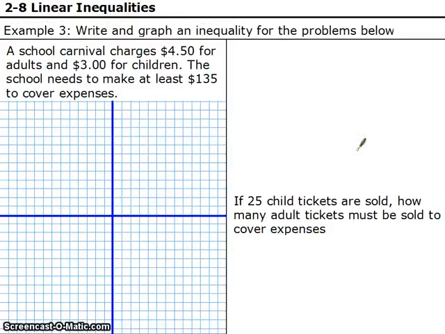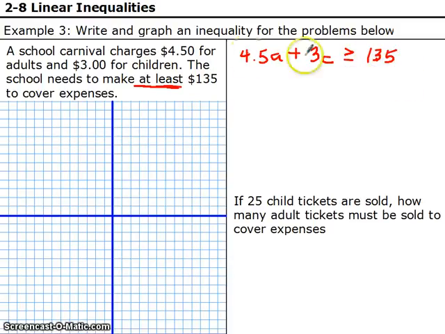All right, word problem. It's going to ask us to write an equation, then we're going to make a graph, and then we're going to answer this question over here. The school carnival charges $4.50 for adults and $3 for children. The school needs to make at least, there's a key word, $135. So 4.5 times A plus 3 times C is at least, greater than or equal to, 135.